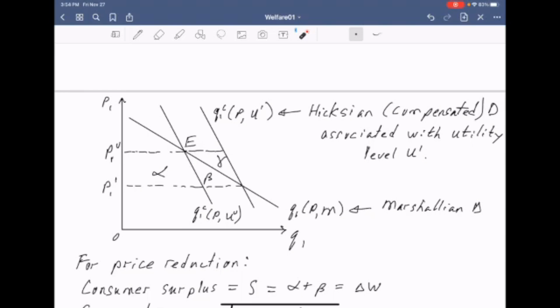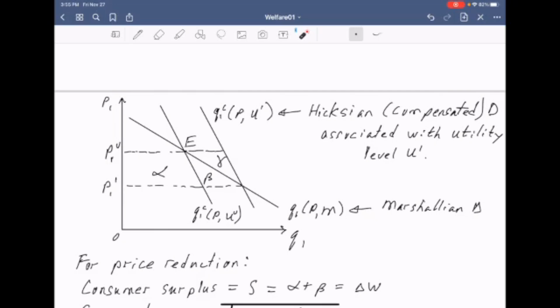And these pass through or intersect from above the Marshallian demand function, which is given by Q1 as a function of price and income, Q1 on this axis, P1 on that axis. Suppose that we reduce the price from the original situation, denoted P10, to P11, a new situation where the price of 1 is lower. Then we find that the consumer surplus is equal to alpha plus beta, so this area under the curve.